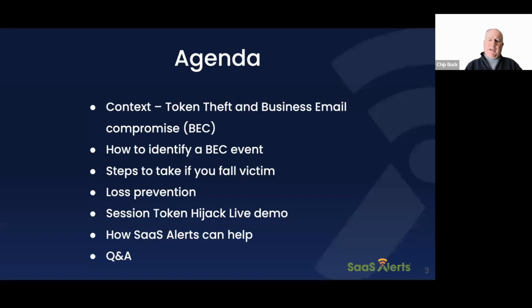So our agenda, first we're going to talk through the context of why token theft is an important topic, and the main context is business email compromise. Last year in 2023, SaaS Alerts recognized and prevented over 7,000 of these types of attacks. They really ratcheted up over the course of the year, so we think this is an important topic to cover in a fair amount of depth. We're going to cover how you identify BEC, what steps to take if you or your customers fall victim to that, some loss prevention topics to discuss, and then the live demo itself.